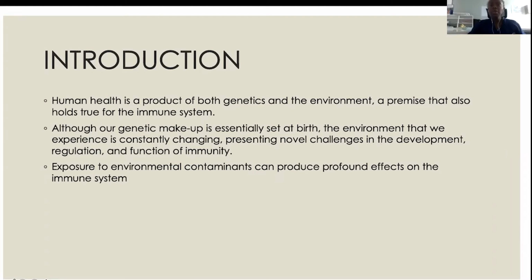If we compare, for instance, our grandparents' and great-grandparents' environment in which they were born, it is very different from where we find ourselves today. And as much as we do acquire some of their genetic makeup down the generations, there's a lot that changes with regards to how our immune system develops. Exposure to environmental contaminants can produce profound effects on the immune system, and some of those effects are seen early in life or sometimes may only be seen in adulthood.